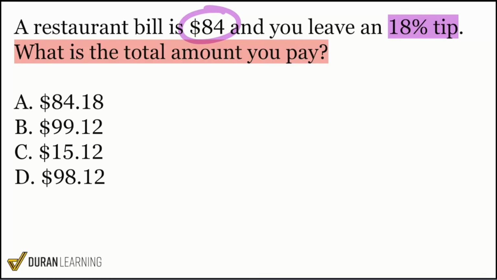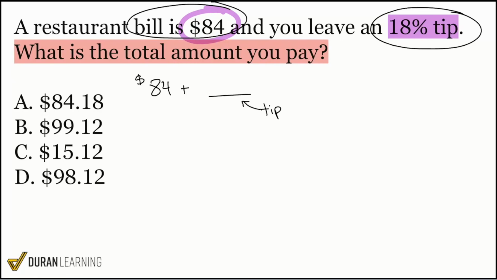I'm thinking of, hey, I'm going to take that $84 and I want to add on to it whatever the tip amount was. And so to find out what that amount of the tip is, we're actually in a pretty convenient position because, hey, we have the percent of the tip and we have how much the original bill was. So we can use that right there, full stop, and we can get the amount of the tip right away. So let me write that down over here. The tip over here is going to be 18% of $84.